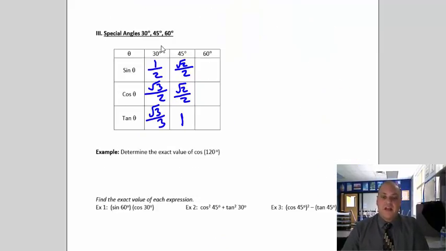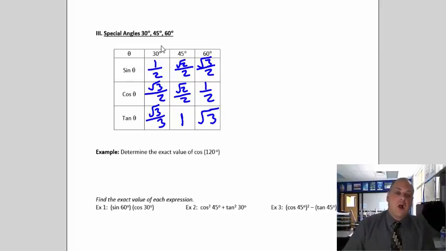So the tangent of 60 is just radical 3. So I'm going to fill in 60 now. The sine of 60 is radical 3 over 2. The cosine of 60 was 1/2, and the tangent of 60 is just radical 3. And that all comes from the special triangles.